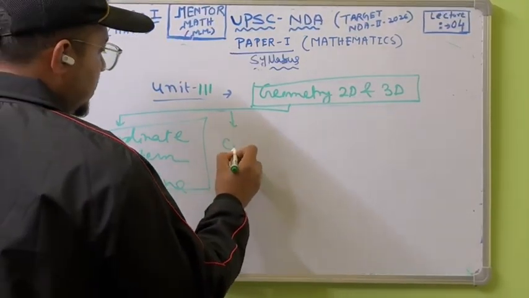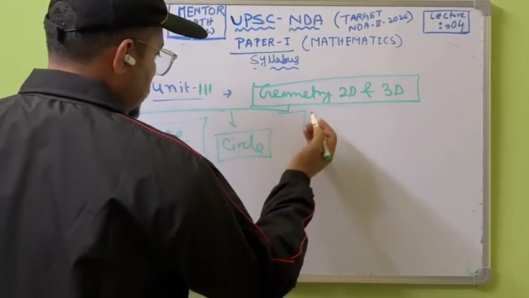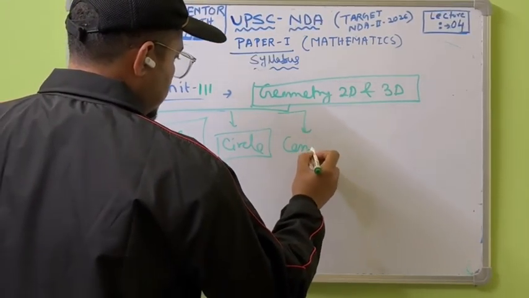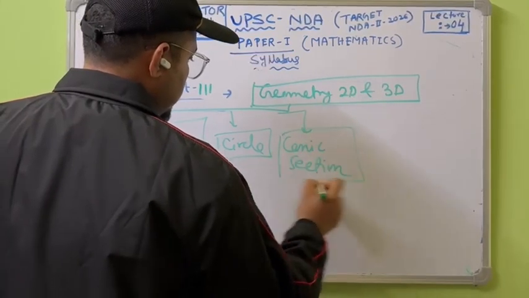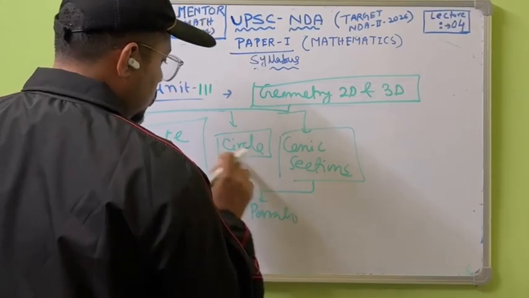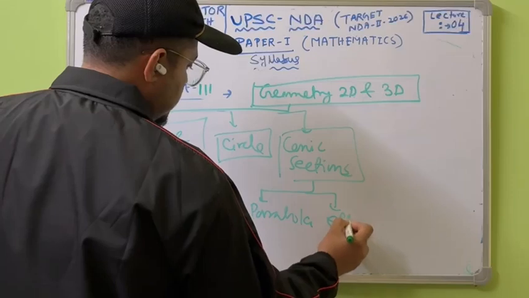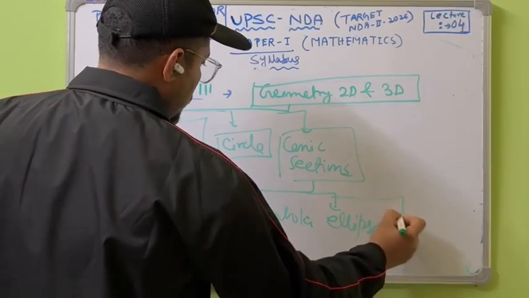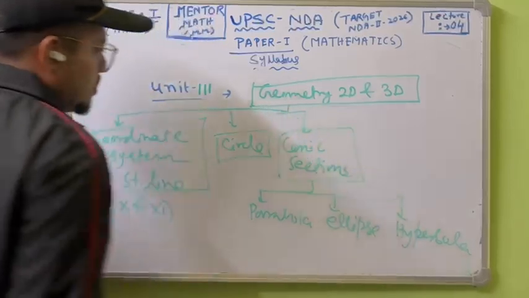Comes to your circle chapter, that is part of your conic section. You can study your conic section separately also. Conic sections means parabola, hyperbola, ellipse, also including circle. That is a part of the conic sections.